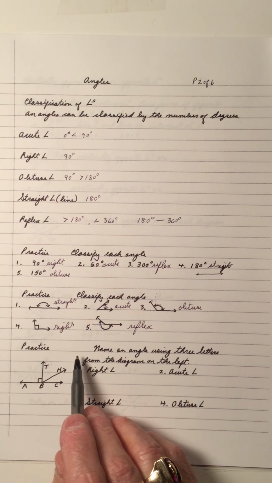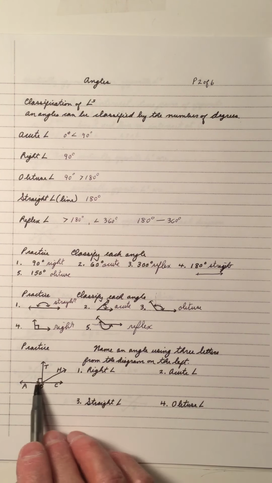Practice. Pause the video. See if you can name each of these angles. Name the angles using 3 letters from the diagram on the left. A right angle could be ABT. Angle ABT, or it could be TBC. These are right angles. Either one of these two. If that's a right angle there, then on the other side is a right angle.